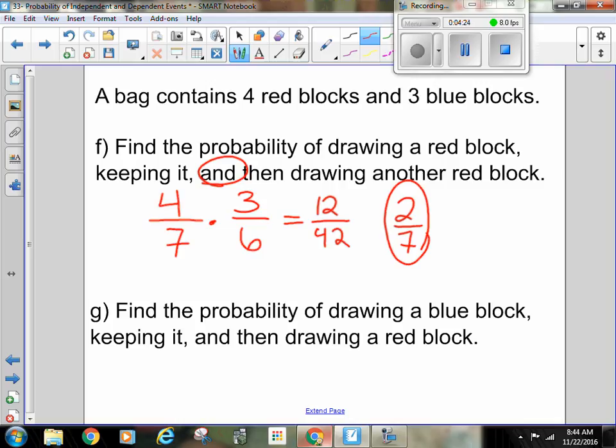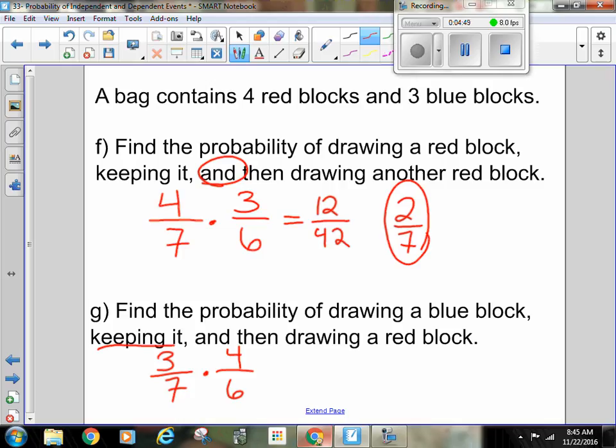Okay, G, find the probability of drawing a blue block, keeping it, and then drawing a red block. All right, so we look at the blue blocks. We have 3 blue blocks out of 7 total. Okay, this time we're keeping it just like the last time, so we have less in our total. So we have 6 in our total now. Okay, and then drawing a red block. Well, red blocks weren't affected by that blue block we took.